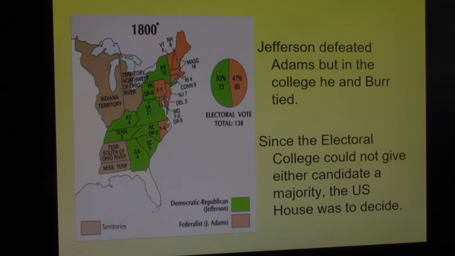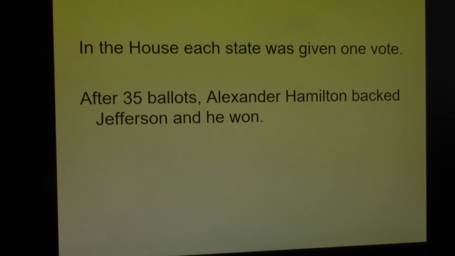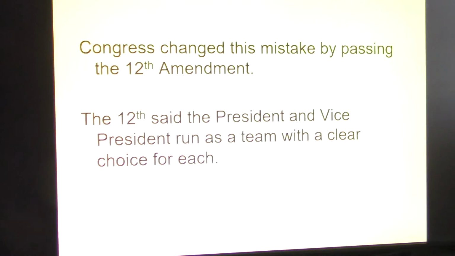It took ballot after ballot after ballot, but finally on the 35th ballot, Hamilton is going to throw his support behind Jefferson, and Jefferson will be our president. Now, Hamilton expressed that he did not like Jefferson's politics, but he did not like Burr, the man. Well, here is a recap of this election. We'll skip over it though.